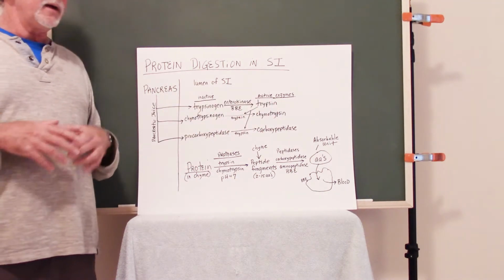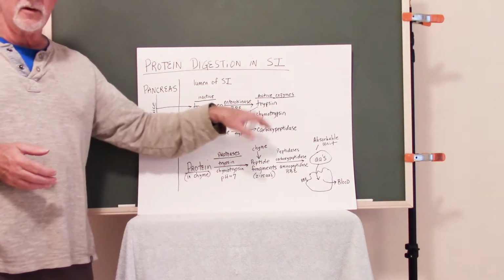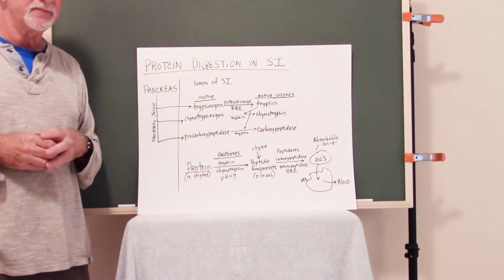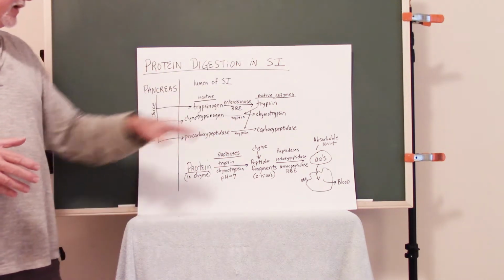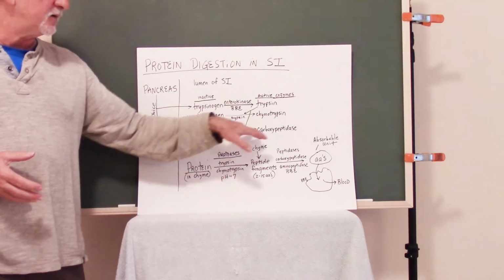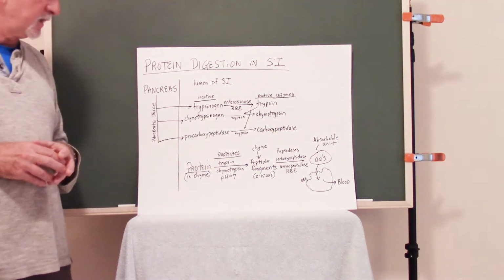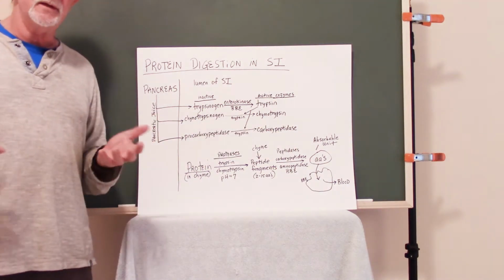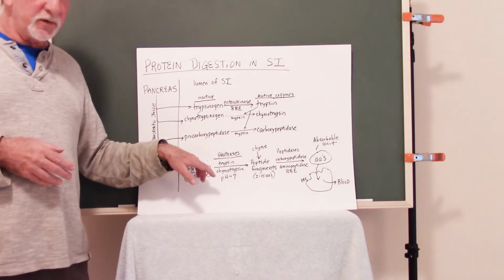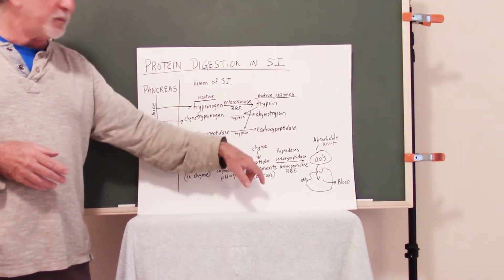So now we've got three active enzymes: trypsin, chymotrypsin, and carboxypeptidase, that form in the lumen of the small intestine. So, trypsin and chymotrypsin are proteases, and carboxypeptidase is an enzyme called a peptidase. So here's what happens. Large proteins that come in with the chyme are broken down by trypsin and chymotrypsin to peptide fragments.